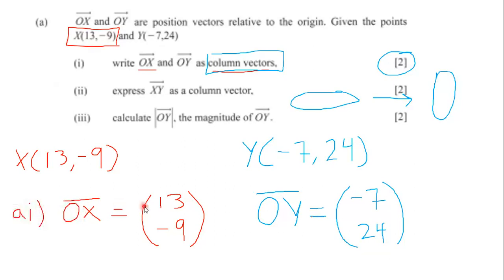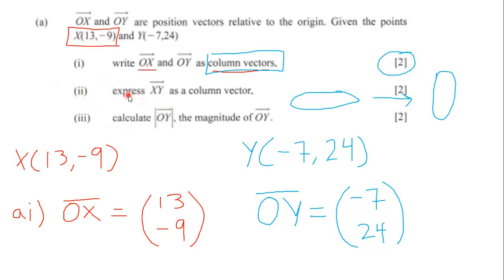So OX written as a column vector is (13, -9), and OY written as a column vector is (-7, 24), written in this form. And so that's how we would do part (i). Since we know what OX is and what OY is, let us consider question (ii).